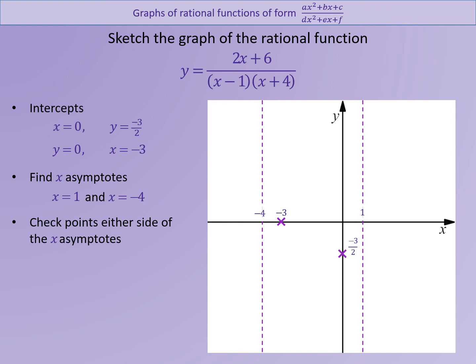Check either side of these. So this time, if you are looking at the left asymptote, you need to substitute in x equal to minus 4.01 and x being minus 3.99 to see what's happening there. And for the other one, x is equal to 0.99, so that's just to the left, and very slightly to the right, 1.01. If you substitute these in, you should be able to work out which side of the line the graph is going to be defined and where it's coming from.